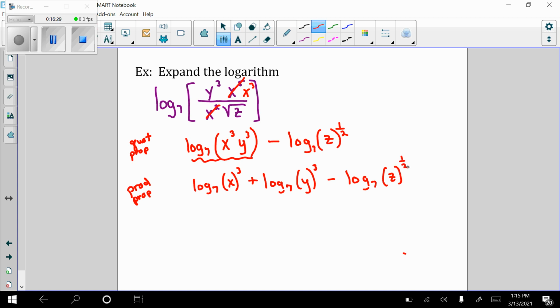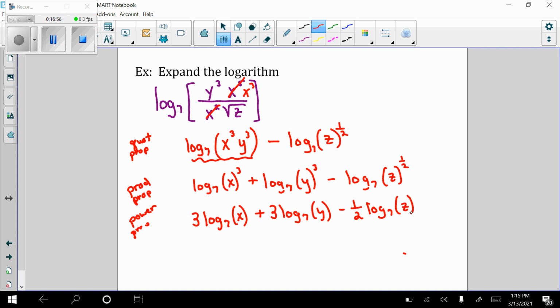Okay, so my last step would be to use my power property and bring those exponents down front. So I have 3 log base 7 of x plus 3 log base 7 of y minus 1/2 log base 7 of z.